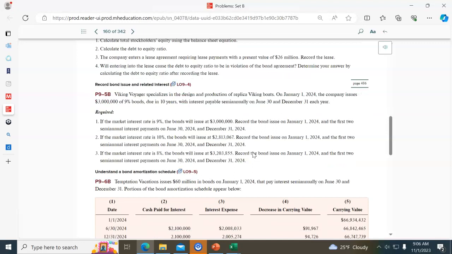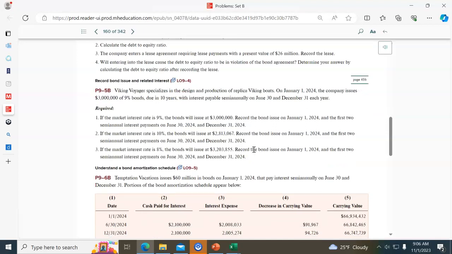Let's look at problem 9.5. Viking Voyager specializes in the design and production of replica Viking boats. On December 1st, 2024, the company issues $3 million of 9% bonds due in 10 years, with interest payable semi-annually on June 30th and December 31st each year. If the market interest rate is 9%, the bonds will issue at $3 million. Now, guys, what is the stated rate? 9%. That's easy, isn't it?